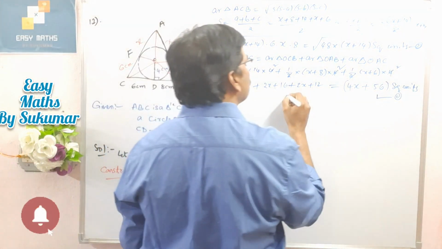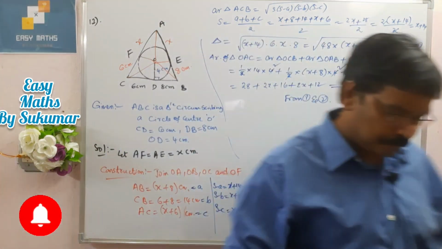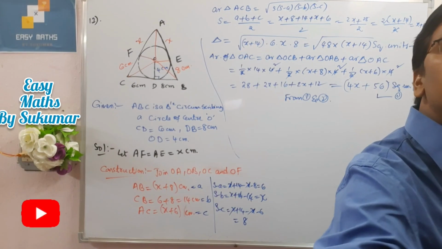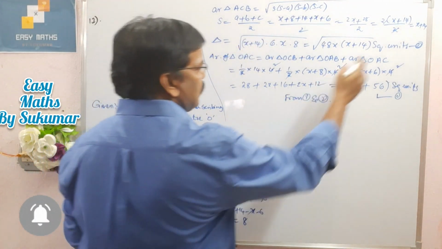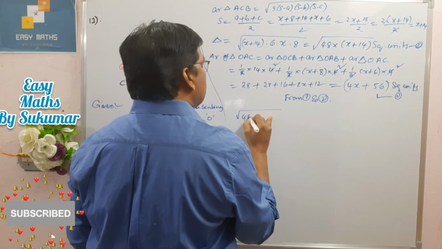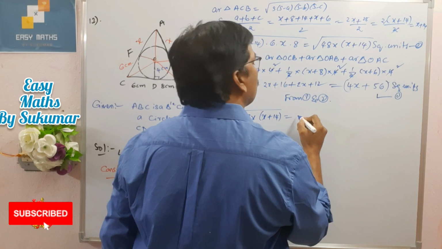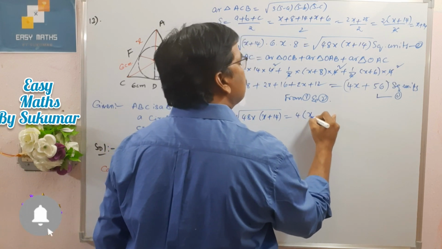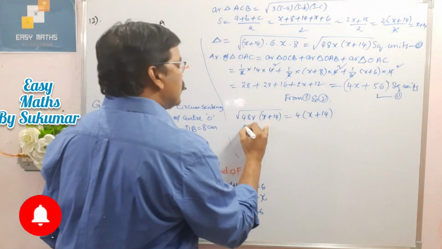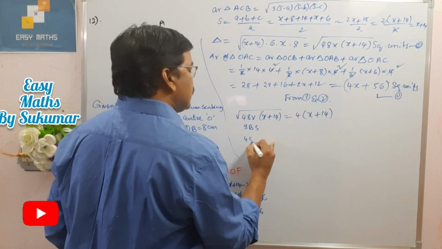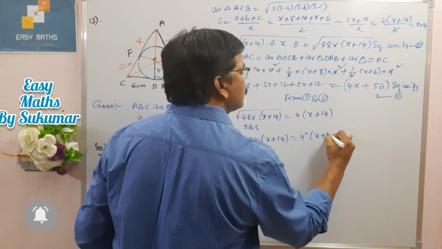That means from equation 1 and 2, from 1 and 2, my dear students, from 1 and 2 equations here, the equation 1 is what? Root of 48x times x plus 14 is equal to 4x plus 56. That means take 4 as common, that means 4 times x plus 14. Okay, by squaring on both sides, my dear students, 48x times x plus 14 is equal to 4 square of x plus 14 whole square.